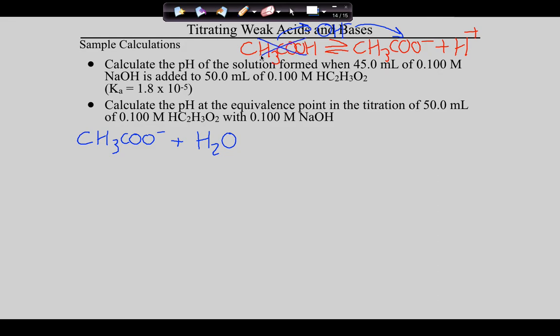This is gone. This is formed. That's the point behind equivalence. So guys, the important chemistry then is that conjugate base ion attacking water. And when it does, our products are acetic acid and hydroxide ion. And guys, what we're going to do is we're going to ICE box this.